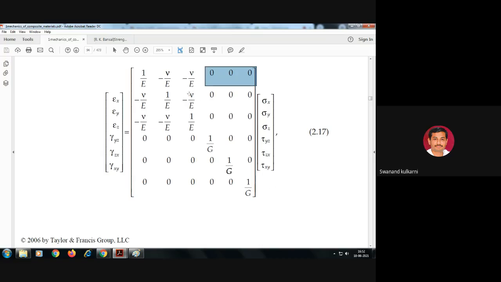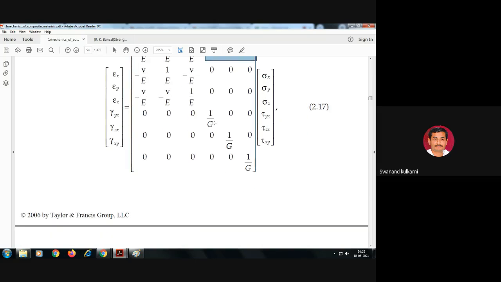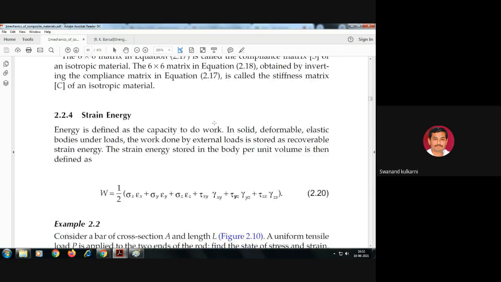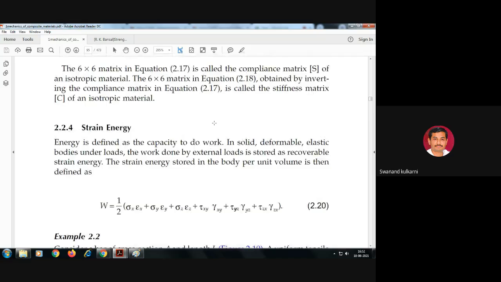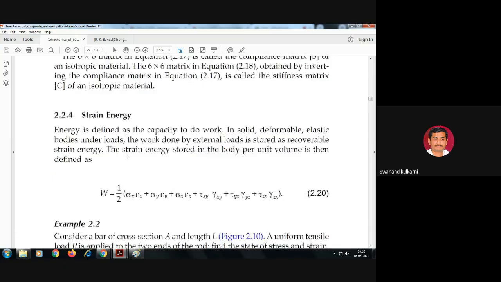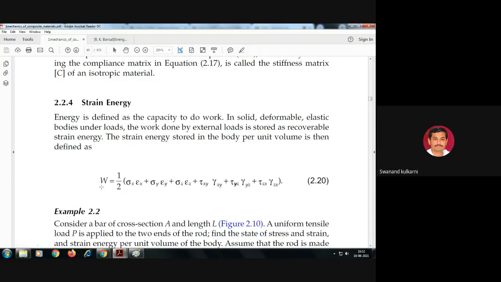But it doesn't happen whenever the material is not isotropic. There will be certain elements present that are going to make an impact in order to identify the stress strain relationships. Whenever the material is isotropic, definitely the strain energy possessed by that body is given as, this is the strain energy.